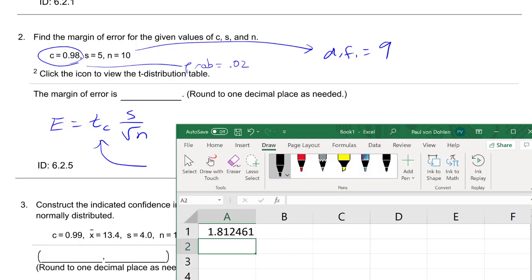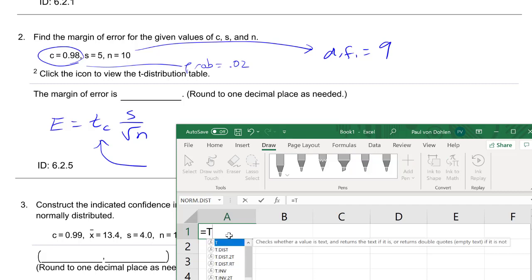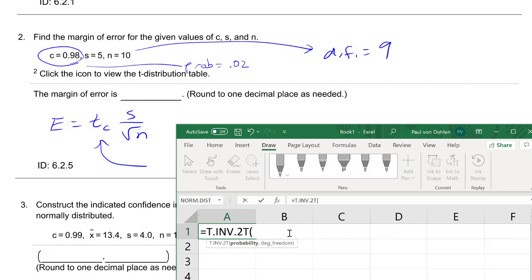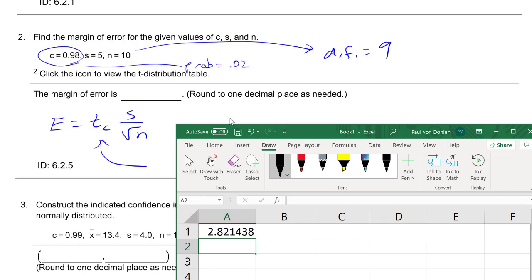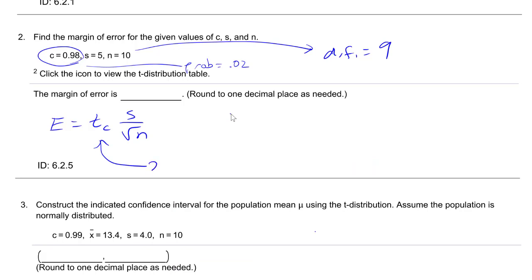So we need this critical value here. So we'll go back and get Excel. So t inverse two-tailed. We said a probability of 0.02. We said degrees of freedom of 9. And so we get 2.821.